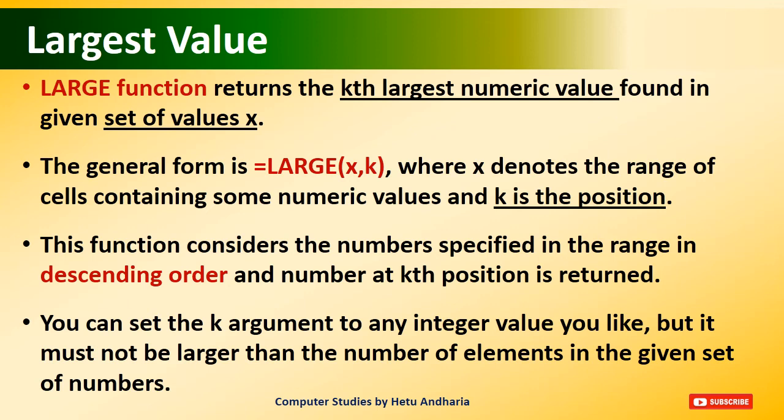This function considers the numbers specified in the range in descending order, and the number at kth position is returned. Suppose you want to see which number in the whole cell range is second highest or third highest; the second, third or fourth highest is known as the k position, and x means the whole cell range which you have taken. You can set the k argument to any integer value you like, but it must not be larger than the number of elements in the given set of numbers. For example, if there are 10 students and you type 11 in k, then it will not return any value. So you have to choose between 1 to 10.